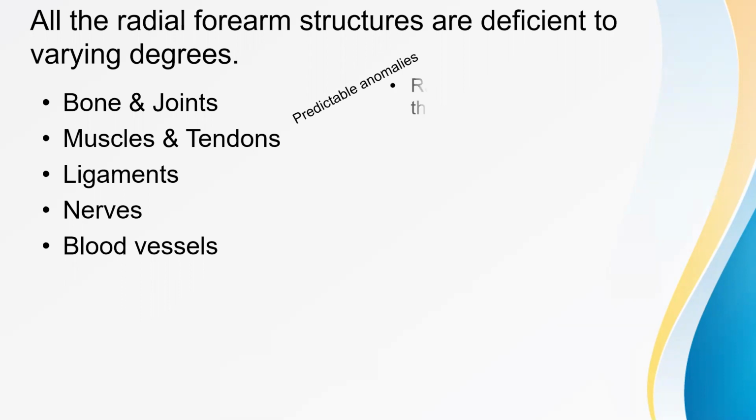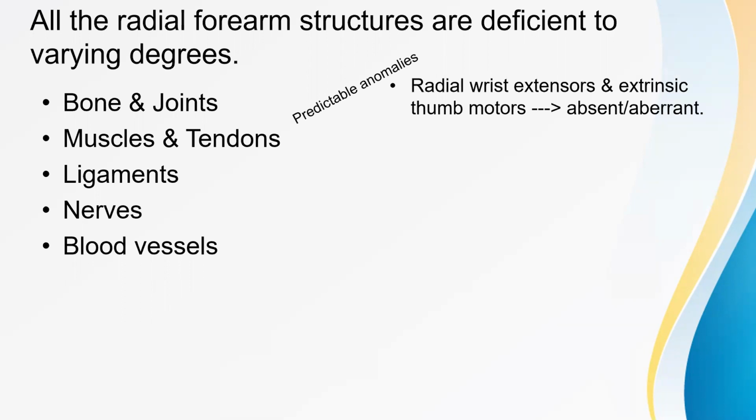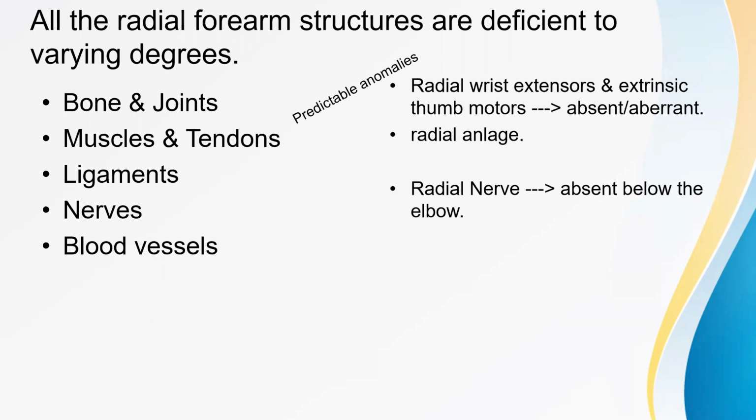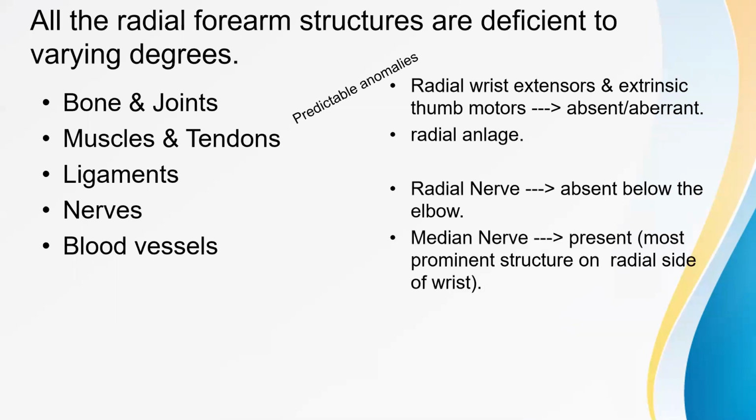Some of the predictable anomalies include absent or aberrant radial wrist extensors and extrinsic thumb motors. The presence of radial anlage, which needs to be released during the surgery. The absence of radial nerve below the elbow, which will be in part overcome by the median nerve, which is always present, and it is the most prominent structure on the radial side of the wrist and needs to be protected from injury. And the radial artery is also absent, so we rely on one artery to supply the hand.